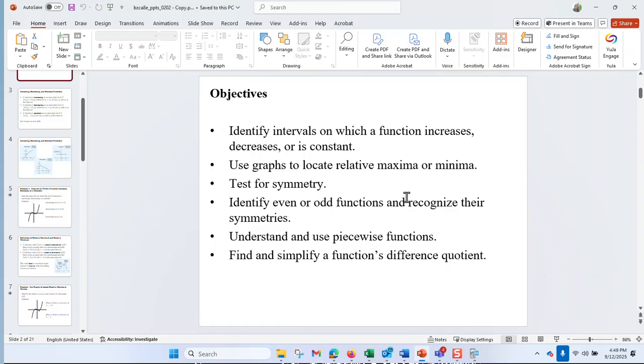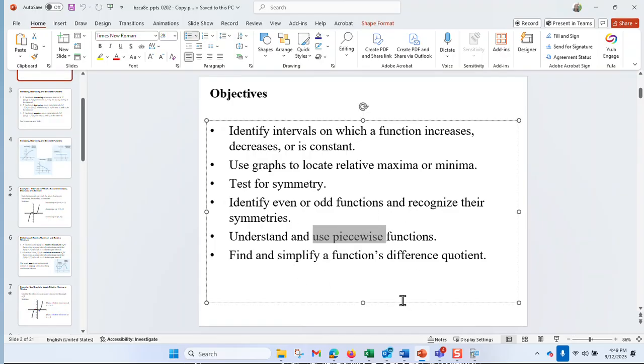We also need to be able to identify the relative minimum or maximum and see if a graph is symmetric. Then identify even or odd functions, and understand what a piecewise function is. So that is just a little bit more concept in here.